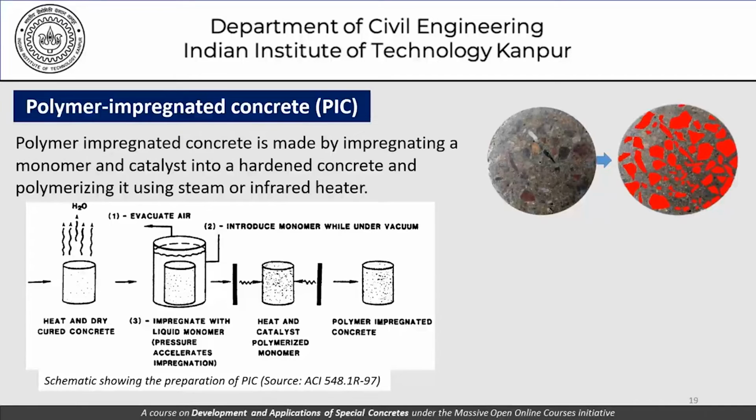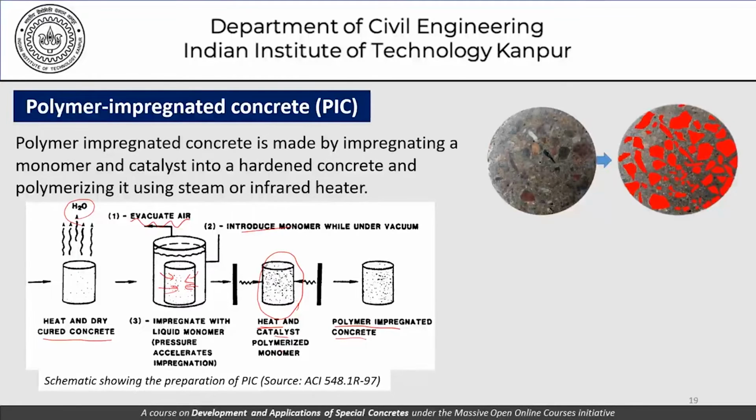And this is a picture which really shows that. So we heat and dry cured concrete. So this concrete is heated and dried so that all the water which can be removed from here is really removed. After that is done, we try to evacuate the air from this concrete while at the same time introduce monomers under vacuum. And once these monomers have been allowed to enter through the concrete, we apply heat on the surface, and that catalyzes the reaction or the polymerization of the monomers which have impregnated into the concrete, and we get polymer impregnated concrete.